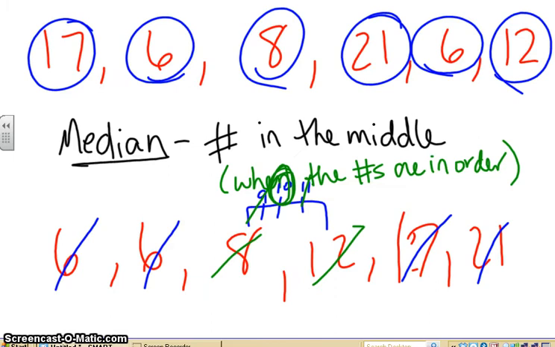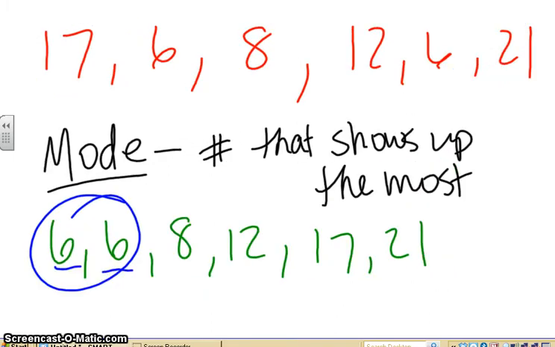So median was the number in the middle when we put our numbers in order. Mode is the number that shows up the most. So you see median, middle, mode, most. So those are pretty easy to do.